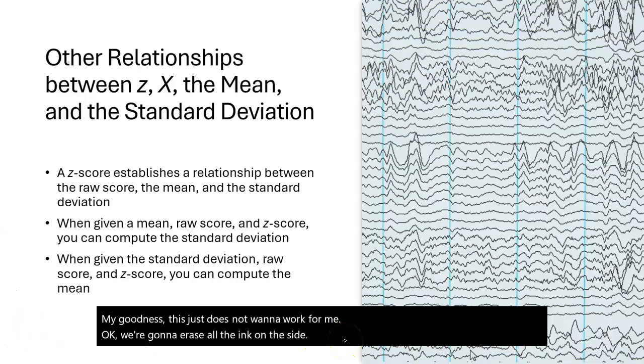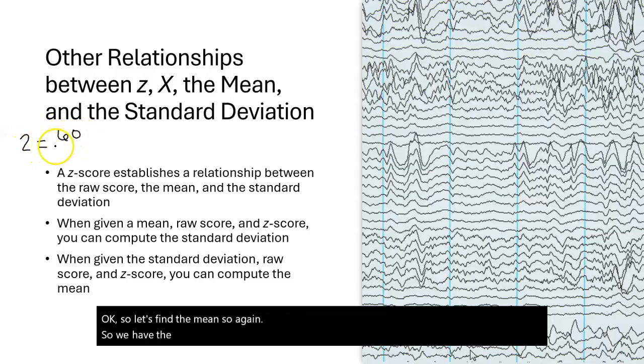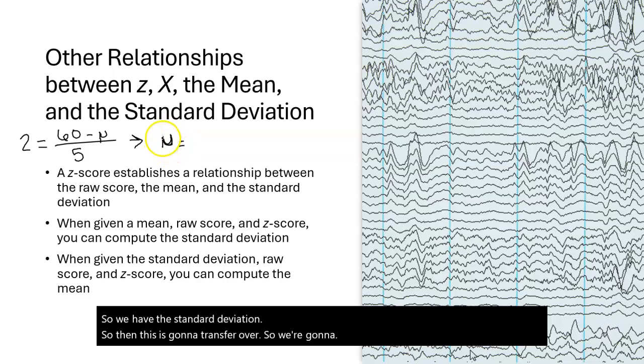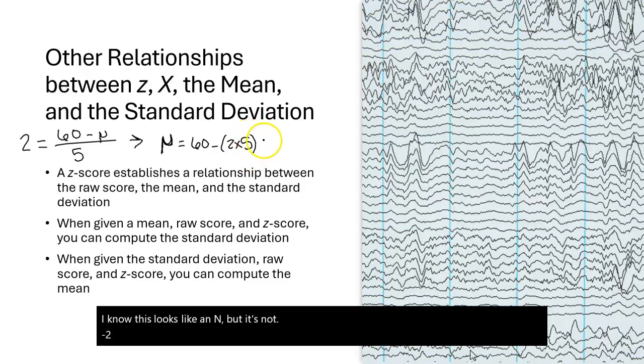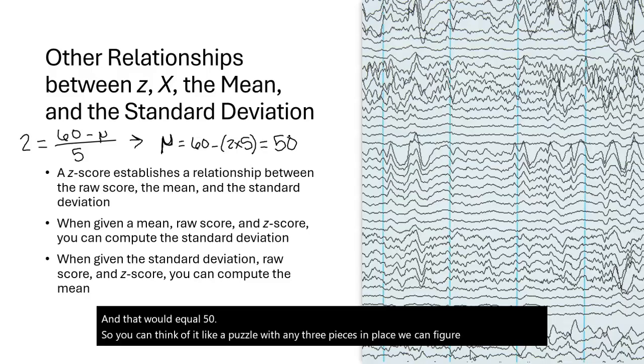Okay, so let's find the mean. So again, we have the standard deviation. So then this is going to transfer over. Now this looks like an x, but it's not. So it's going to be 60 minus 2 times 5, and that would equal 50. So you can think of it like a puzzle. With any 3 pieces in place, we can figure out that missing piece.